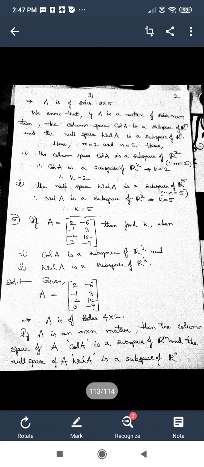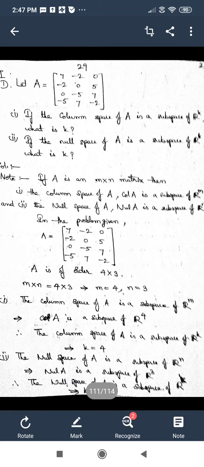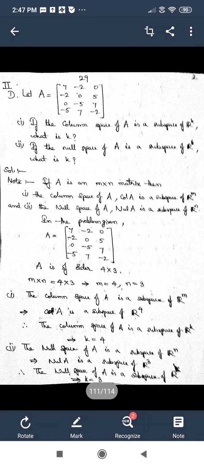Now what we have done in the second model is that we will be given a matrix A of some order m by n, then the column space column A is a subspace of Rm, and the null space of A, null A, will be a subspace of Rn. That is the note point to be remembered to solve the problems under this model 2. Take this as a formula, even though it is a note point. Learn them as formulae to do the problems in this model 2.